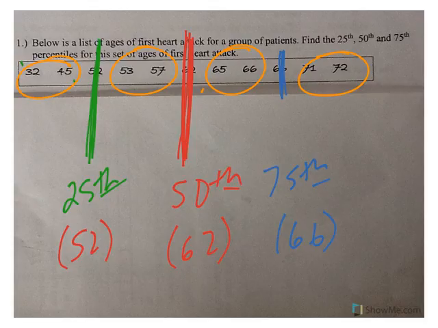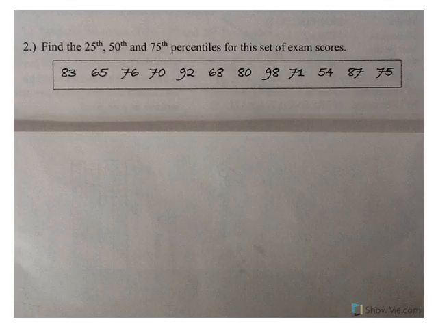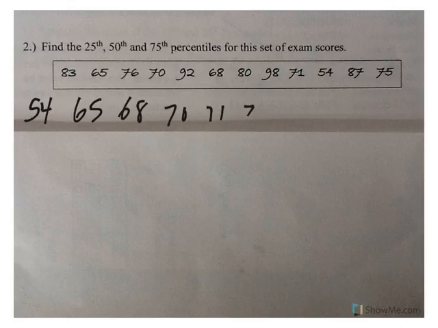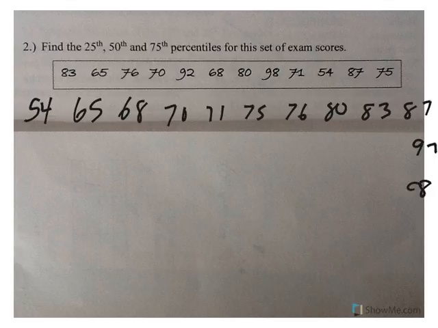Okay, I hope you're understanding where I'm coming from with this. And hopefully you noticed that in all 3 of those first examples, our data was in order least to greatest. Well, in this example, it's not. So before you can even really worry about the data, you have to put it in order least to greatest. So 54, 65, 68, 70, 71, 75, 76, 80, 83, 87, I'm out of room, 92, 98, that's a 2.